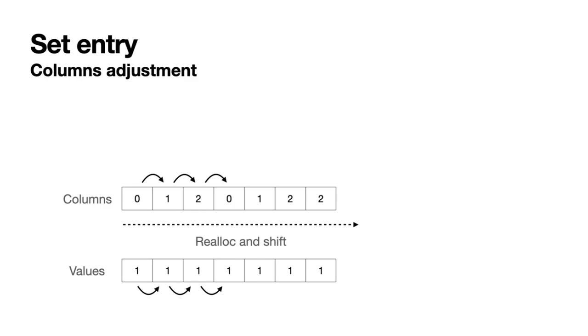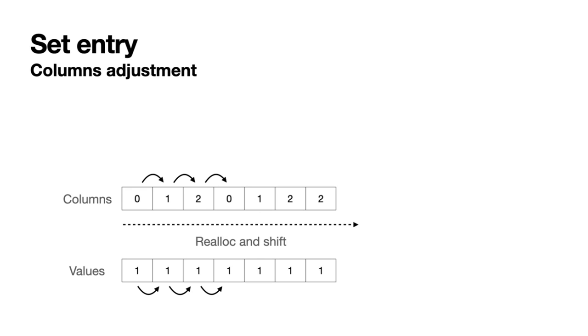The other two arrays are going to be reallocated, which is another expensive operation. Then we need to figure out where this new column falls in. We put the column number in the right entry, and all of the entries that follow are going to be shifted. Again, it's an expensive operation.